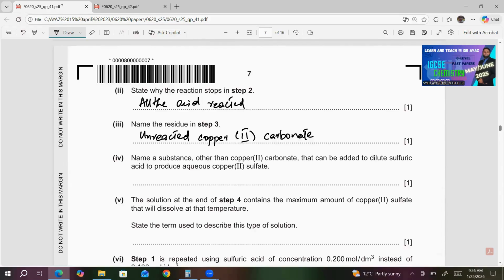Number 4, name a substance other than copper 2 carbonate that can be added to dilute sulfuric acid to produce aqueous copper 2 sulfate. Now, any substance other than copper 2 carbonate, you can take copper 2 hydroxide or copper 2 oxide. Anyone. Copper 2 oxide or copper 2 hydroxide.